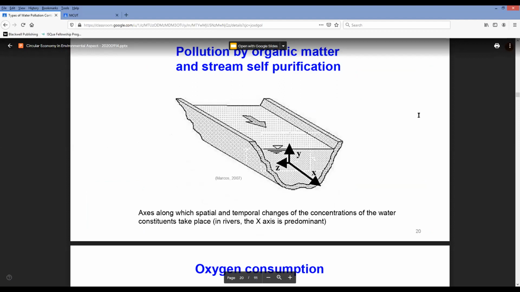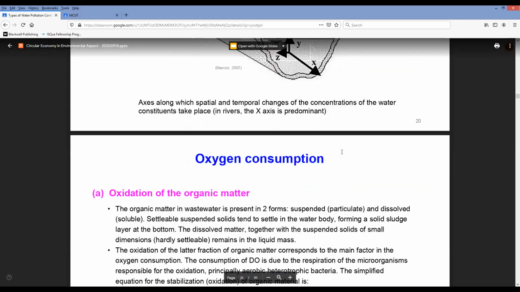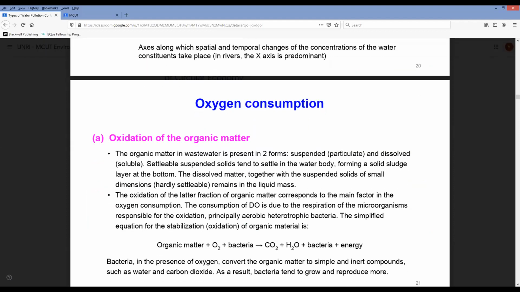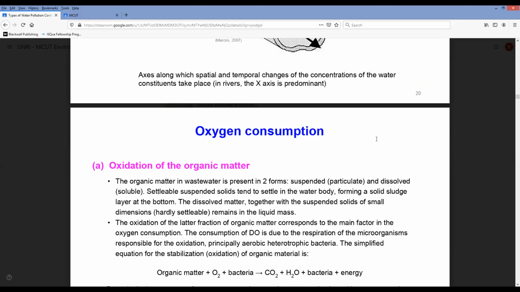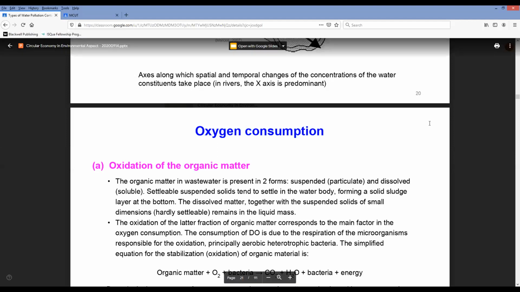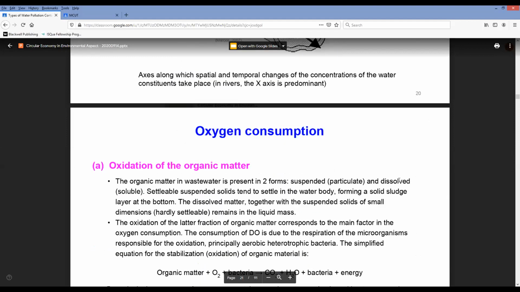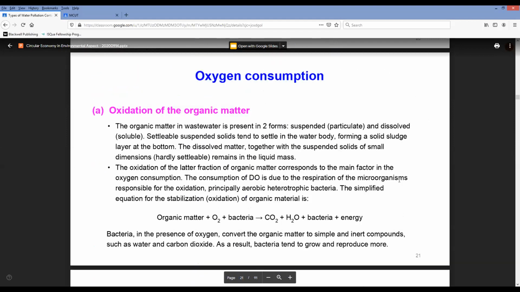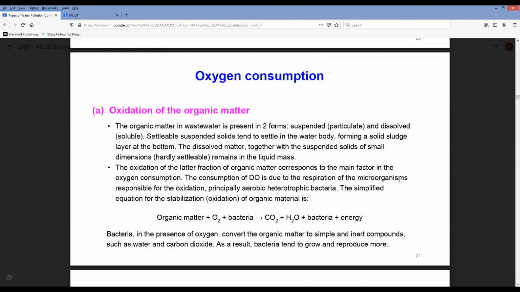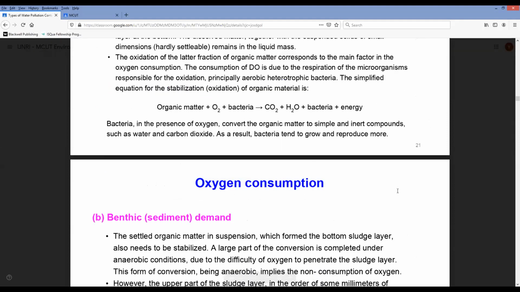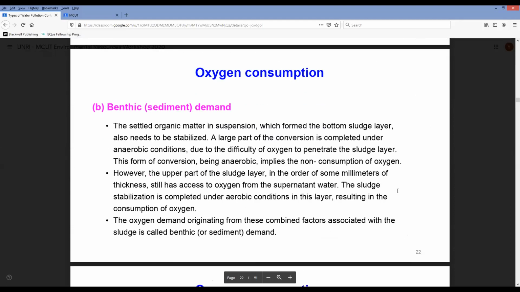Okay, and then, can you go down a little bit? This is going to be the axis along with the spatial and the temporal change of the concentration of the water that takes place in the river. Let's go down a little bit. Let's move to oxygen consumption. Can you go down a little bit? Thank you. Let's first talk about the oxidation of the organic matter.